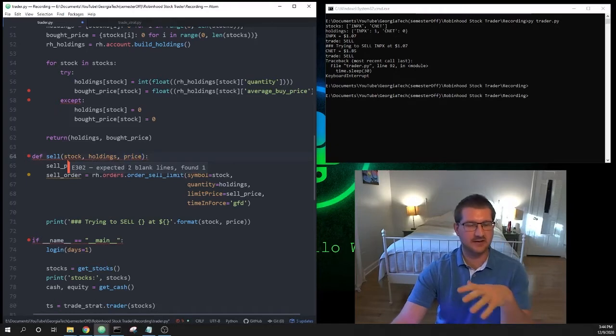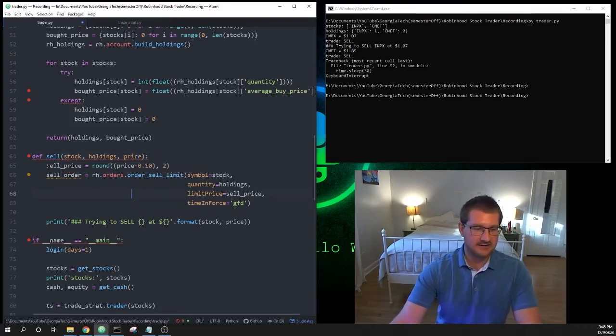Now let's just take a super quick look at this. Why do we have to pass stock? Well, we have to pass stock because we have to know what stock we're actually trying to sell. Why do we have to pass holdings? Well, we have to know how much of that stock we're trying to sell. And why do we have to pass price? So we can actually say the price that we're trying to sell it at.